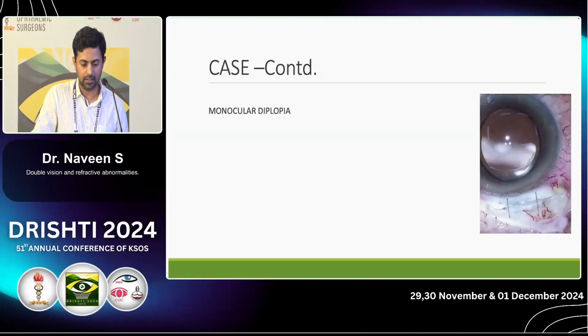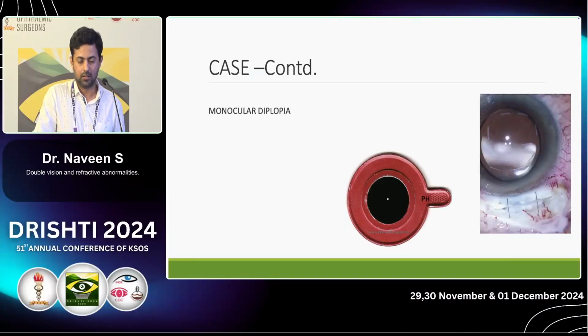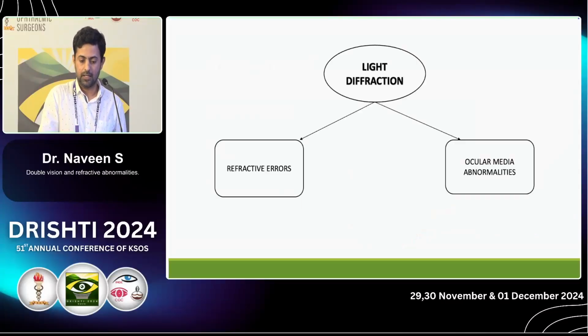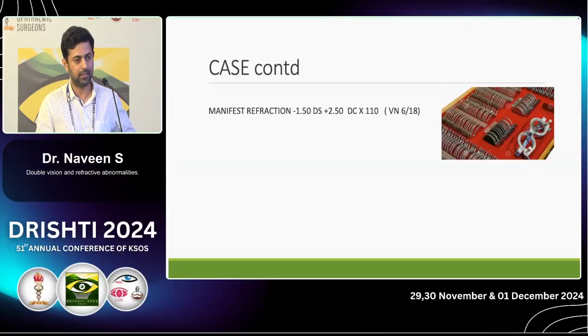So, coming to our case, the patient complains of monocular diplopia. The next thing we can do is a pinhole test, and in this case the diplopia resolved with a pinhole. So, the causative mechanism may be light diffraction. For light diffraction, the 2 causes are refractive errors or an ocular media abnormality. So, we did a manifest refraction for the patient, and the patient had mixed astigmatism with 1.5 diopter cylinder and 2.5 diopter cylinder at 110, and the patient's vision was 6/18.